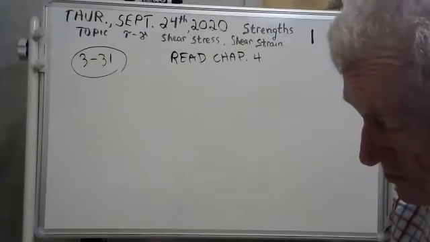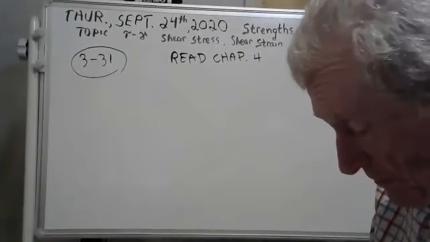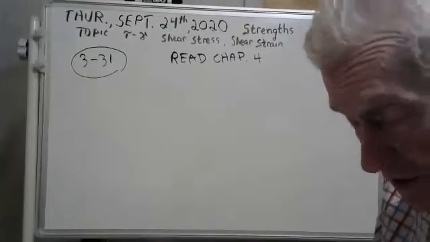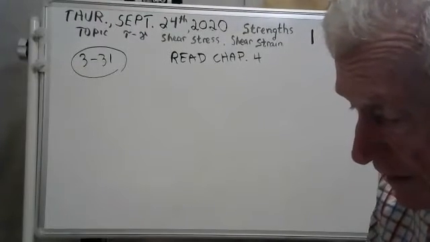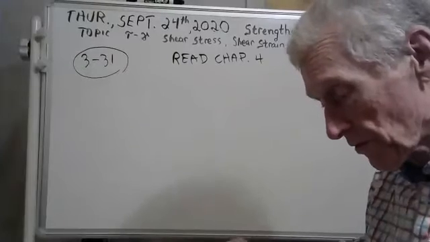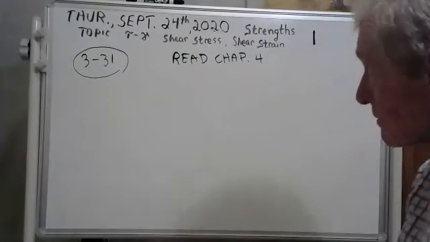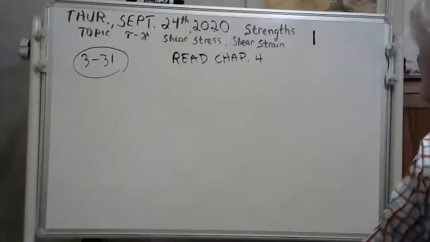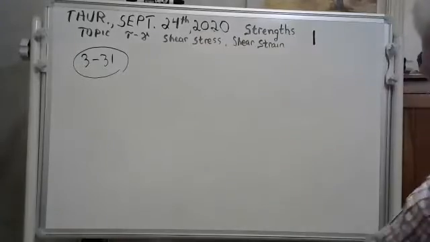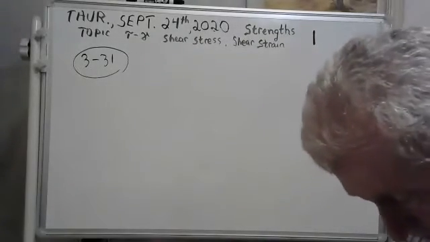Chapter 4 is all about tension and compression and axial loading. We've studied it a little bit already, but we're going to learn some new and exciting things about tension and compression when you have what they call axial loading. That's loading along a long straight member. So that's what we're going to do. But right now we're going to do 331, and right now we're studying shear stress and shear strain.